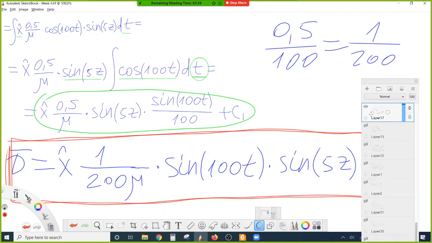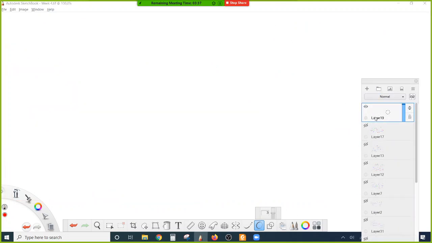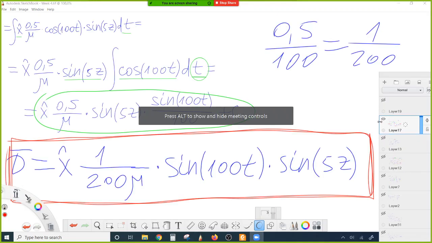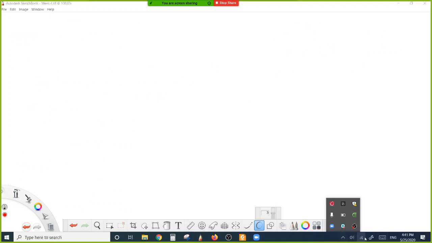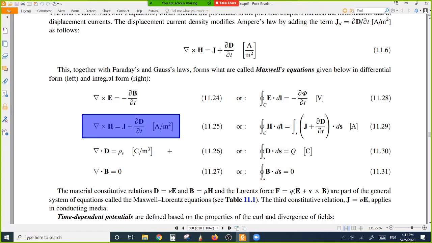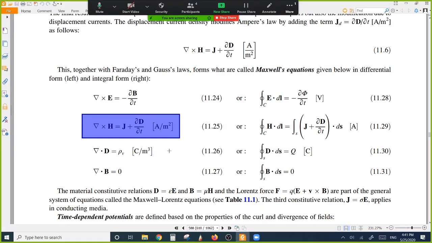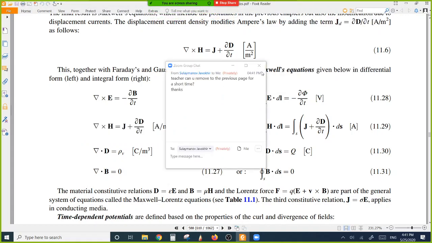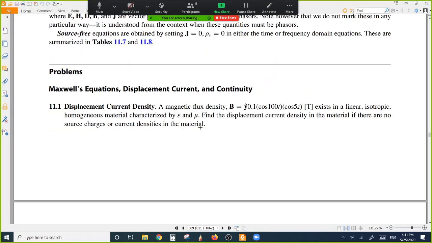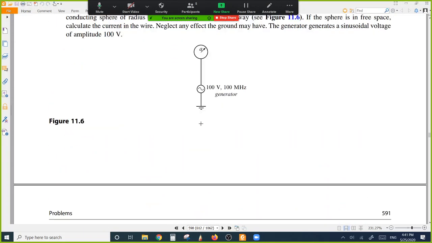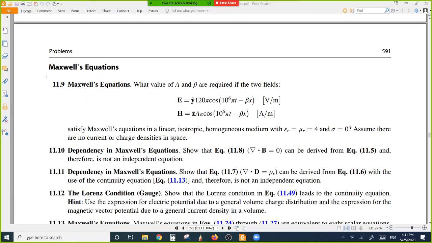Okay, let's move to a new problem. So let's continue. The next problem is 11.9.